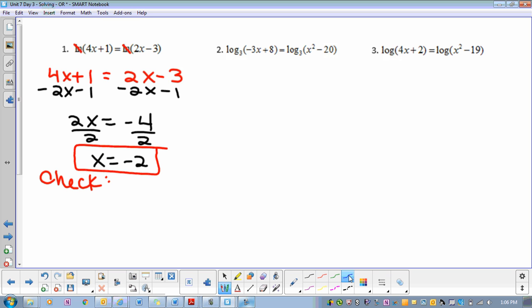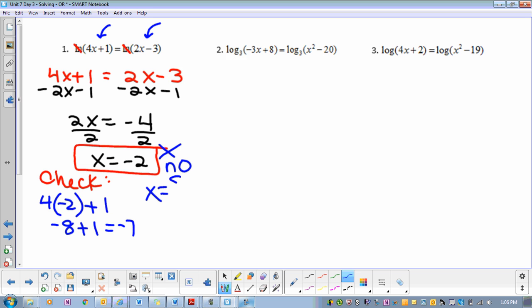Let's see. Plug it in here. Plug it in there. See if you get a 0 or a negative. 4 times -2 is -8 plus 1 is -7. That gives me a -7. So this one is a no solution, because you only had the one solution, and it turned out to be extraneous, so you really don't have any solutions, right?